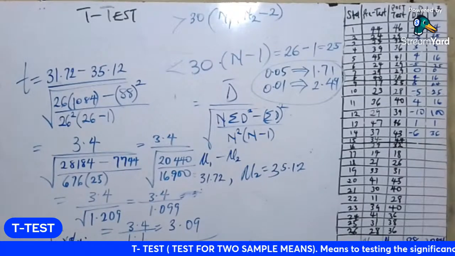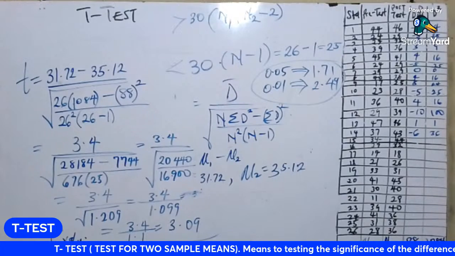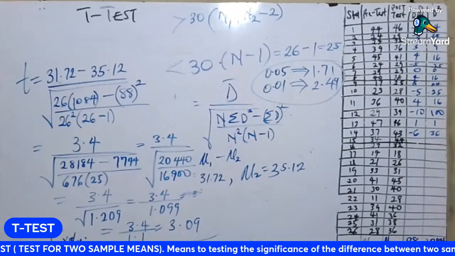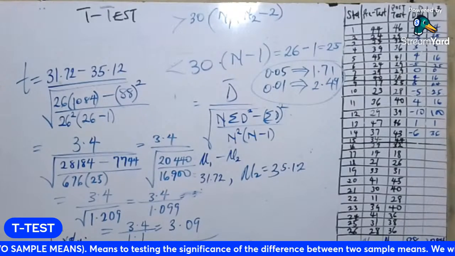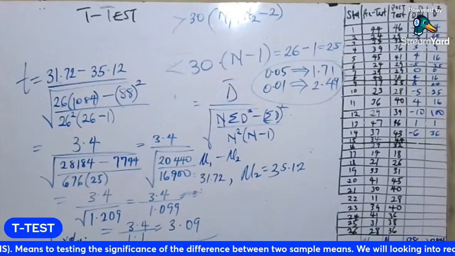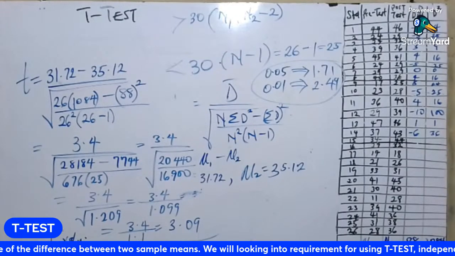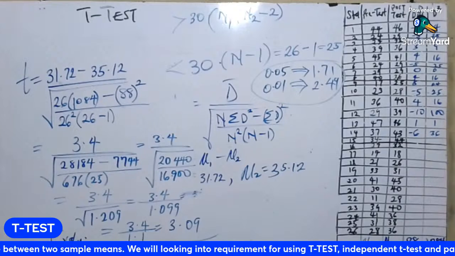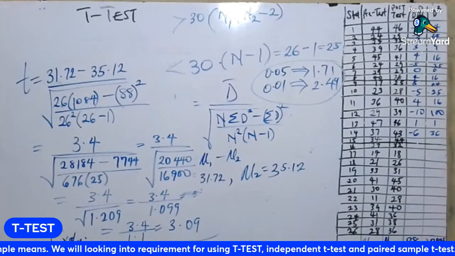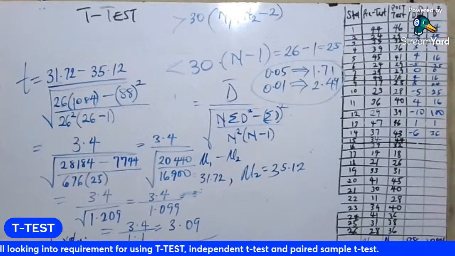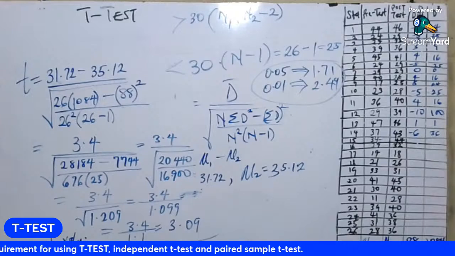So I'll just run you through again. The other name for t-test is test for two sample means. And t-test is basically a statistical test that we normally use to test significance of difference between two samples.